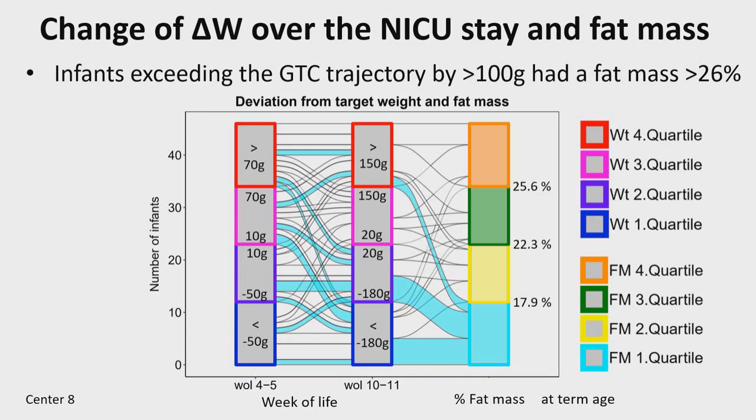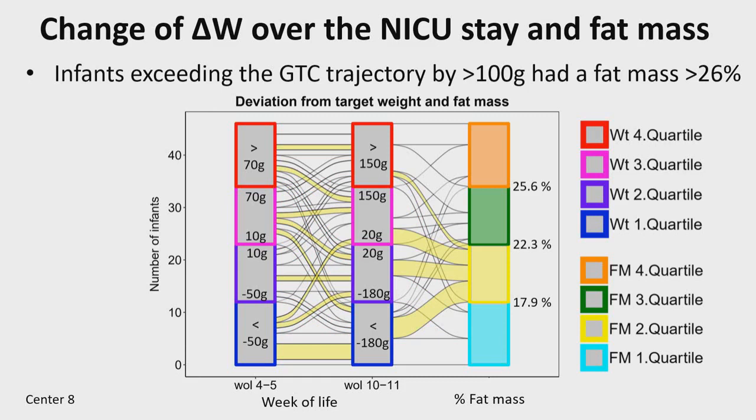We found that the initial phase during week 4 of life was not able to predict the body composition at discharge, here shown as percent fat mass. However, the deviation before discharge was closely correlated with the body composition. So infants which had a weight less than minus 180 gram below the target weight had a lower fat mass.